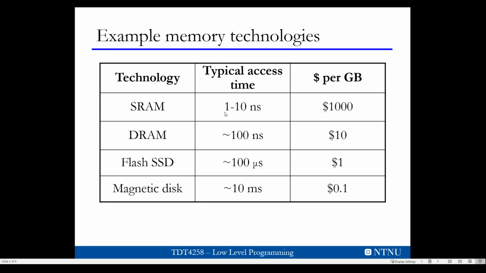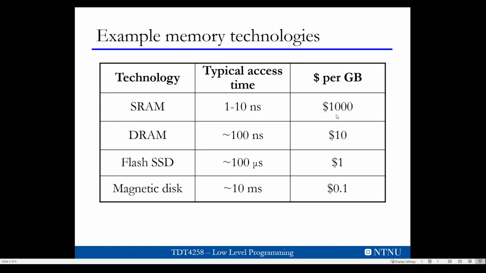Just to give you a perspective of how fast 1 to 10 nanoseconds is, if your processor is working at 1 gigahertz, the cycle time is 1 nanosecond. So a 1 gigahertz processor can potentially access SRAM in one cycle. But in general, it takes a few clock cycles to get data from SRAM. The problem is it's very expensive. To build 1 GB of memory, you need to spend about $1,000.